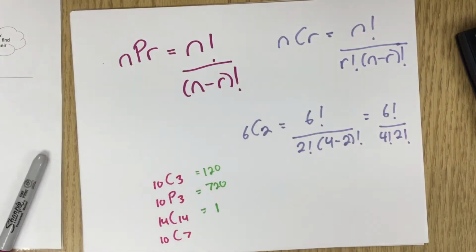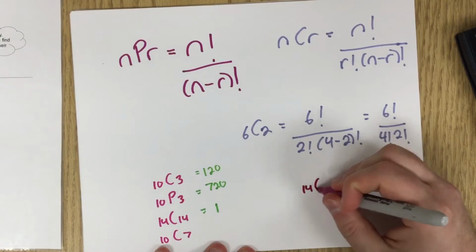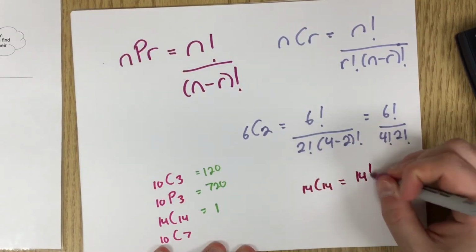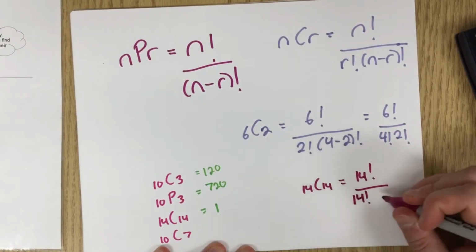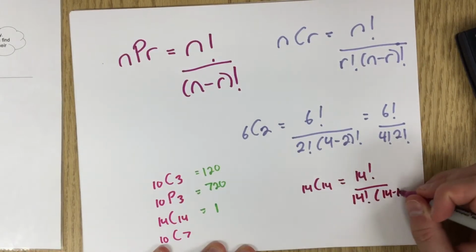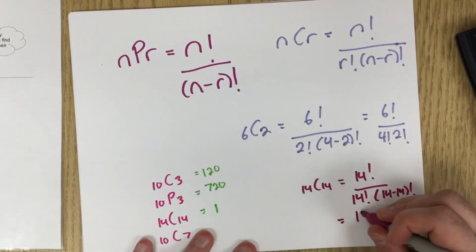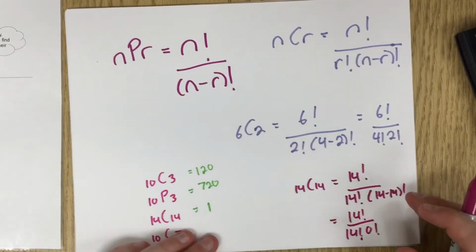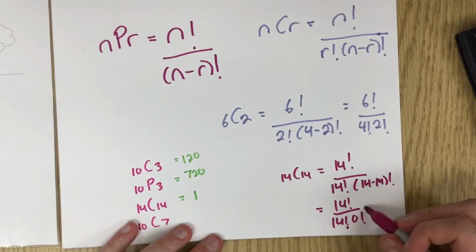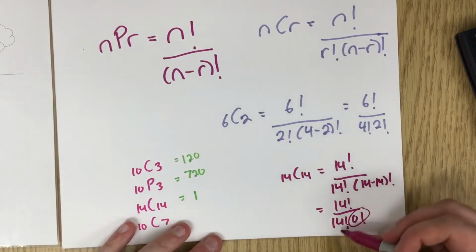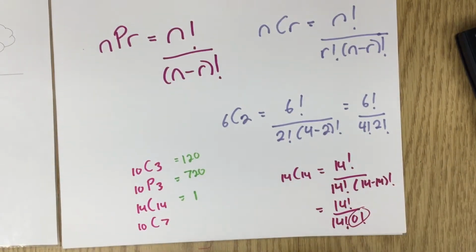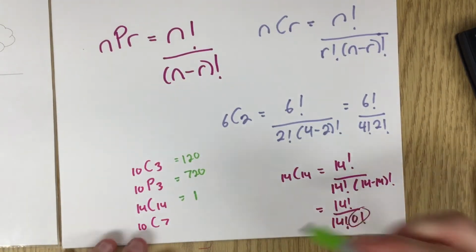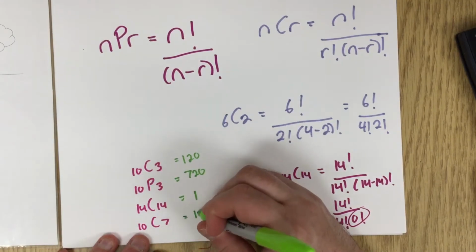And the reason it's 1, I'm just going to point that out. 14 choose 14 is 14 factorial over 14 factorial times 14 minus 14 factorial, which is 14 factorial over 14 factorial times 0 factorial. And as you may or may not recall, 0 factorial is just equal to 1, and then 14 factorial over 14 factorial is also 1. And 10 choose 7, oh, I forgot to say what it is.